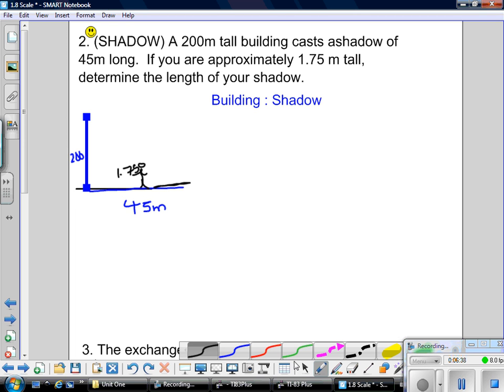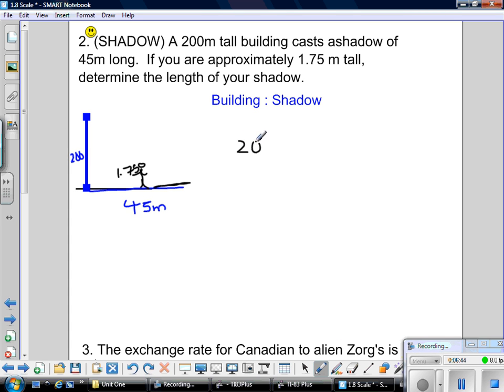So let's take a look at this question again. So we have building to the shadow. The building is 200, and we know that its shadow is 45. Okay, so I've put this here so that I remember building to shadow. Okay, so what I'm interested in is the person who is 1.75, and I want to know what that person's shadow is. So that's what I want to find out.